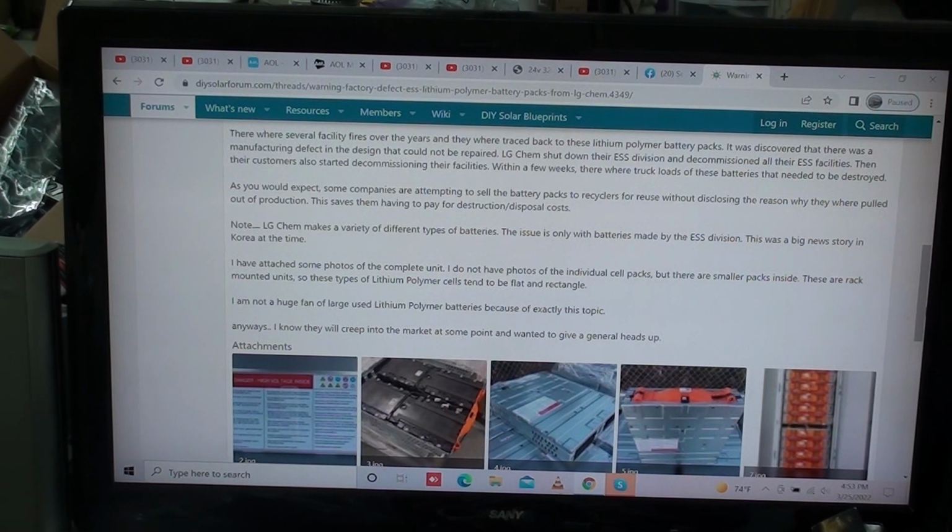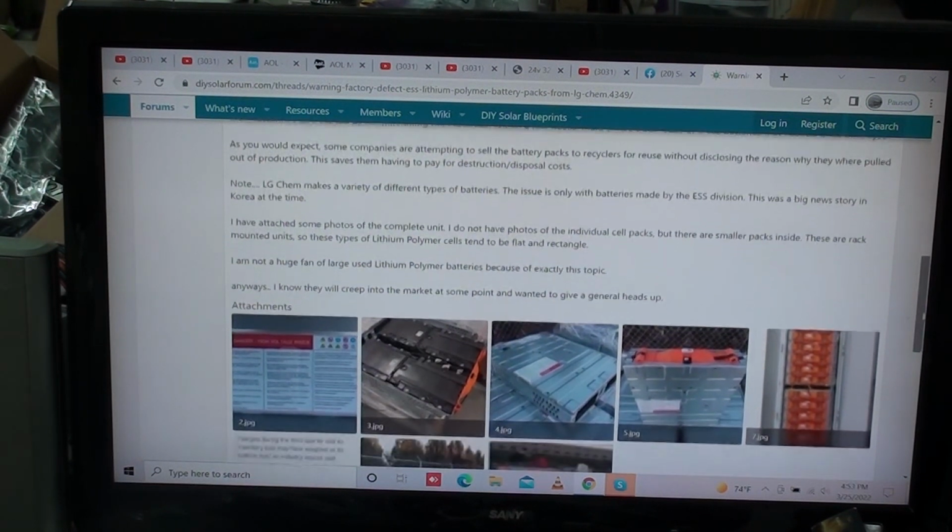Then their customers also started decommissioning their facilities, and within a few weeks there were truckloads of these batteries that need to be destroyed. As you would expect, some companies are attempting to sell the battery packs to recyclers for reuse without disclosing the reason why they were pulled out of production. This saves them having to pay for destruction and disposal costs.